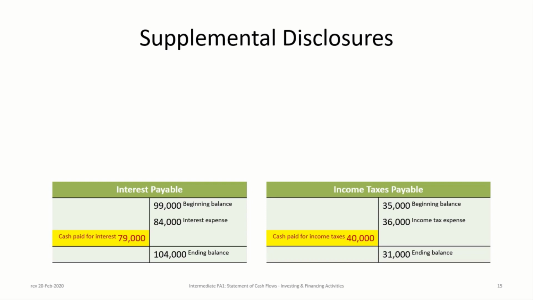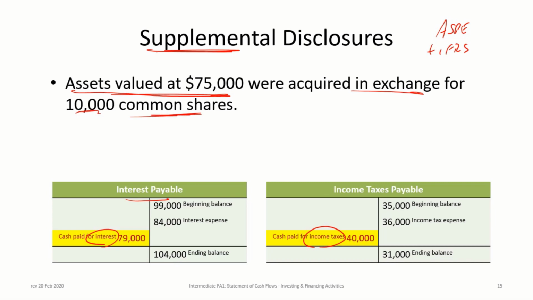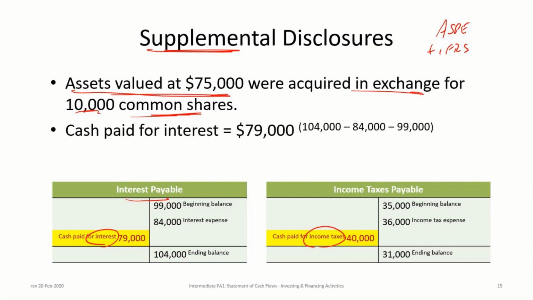Because we're using the indirect method, we still have to make sure that we disclose the amount of cash paid for interest and cash paid for income taxes. This is a mandatory disclosure under both ASPE and IFRS and will be shown separately, so we call it supplemental, separately if the indirect method is being used. An additional disclosure that we need is to show that assets that were valued at $75,000 were acquired in exchange for 10,000 common shares. So this is a non-cash transaction, but it's important because it affects both the common shares and affects property, plant, and equipment, so it must be disclosed.